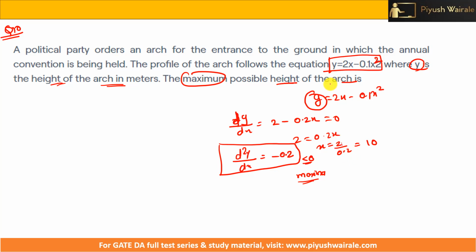So just put the value of x as 10. What I will get? y equals 2 into 10 minus 0.1 times 10 square. So 20 minus 100 into 0.1, it is basically 10. So the answer is 10. The maximum possible height of the arch is 10. Okay, so simple concept. That's it from this particular lecture.